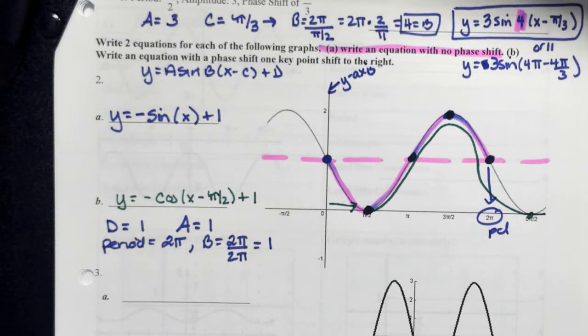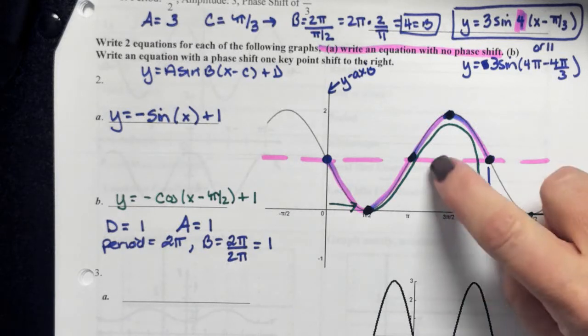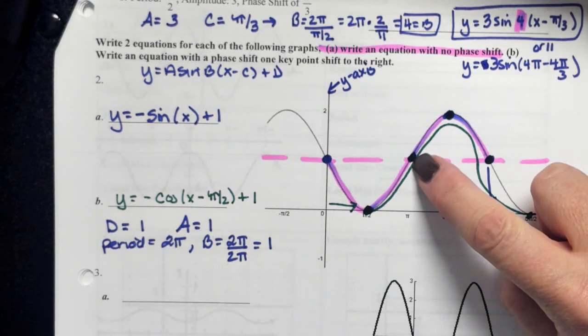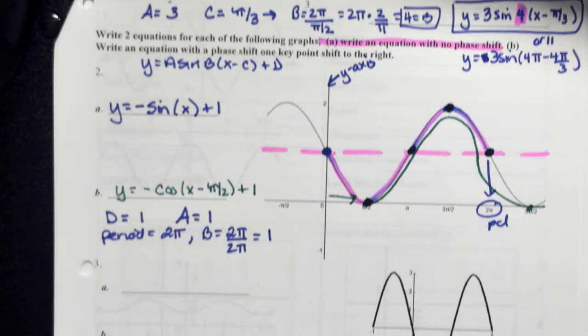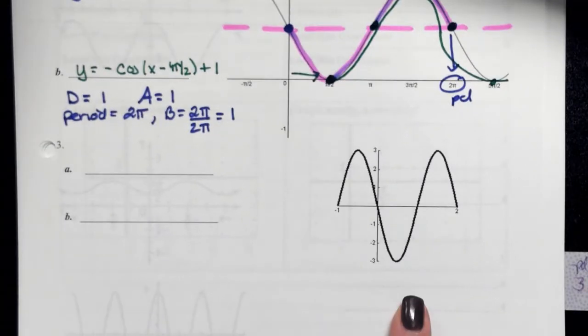It all goes back to where you are looking at that first key point to be. I could come up with another equation if I wanted to look at this key point, looking at a phase shift pi to the right. So with the phase shifts, you can come up with an infinite number of equations. So any questions on those two possible equations? All right, let's take a look at number 3.